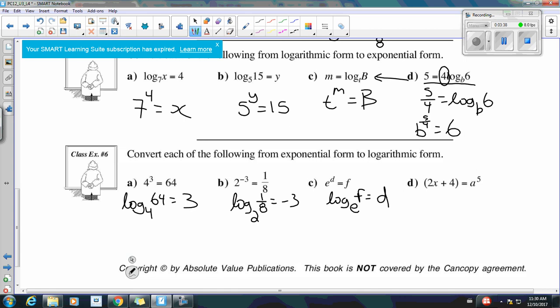Last one looks a lot more confusing, but we can just follow the same pattern. So this is log base a, because our base was a here. Now our input into our logarithm is 2x plus 4, and this equals our exponent.